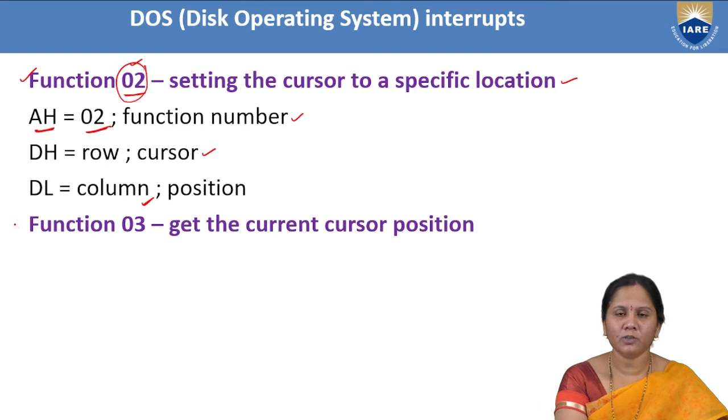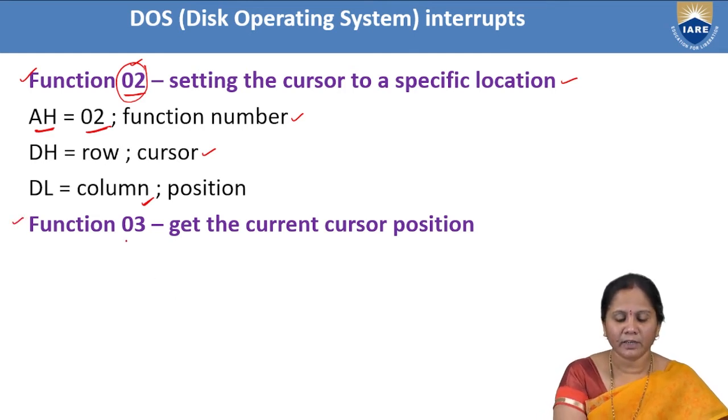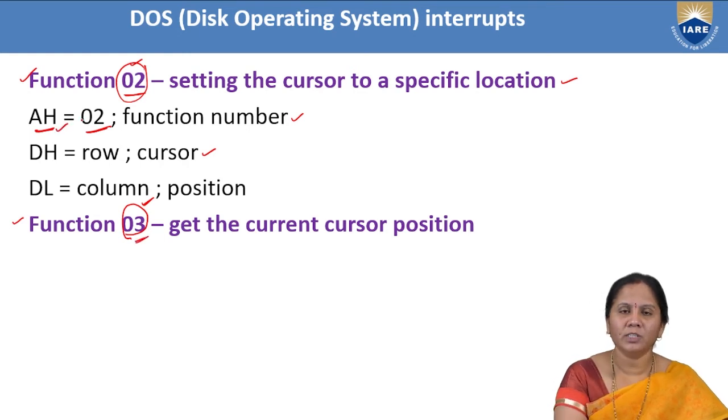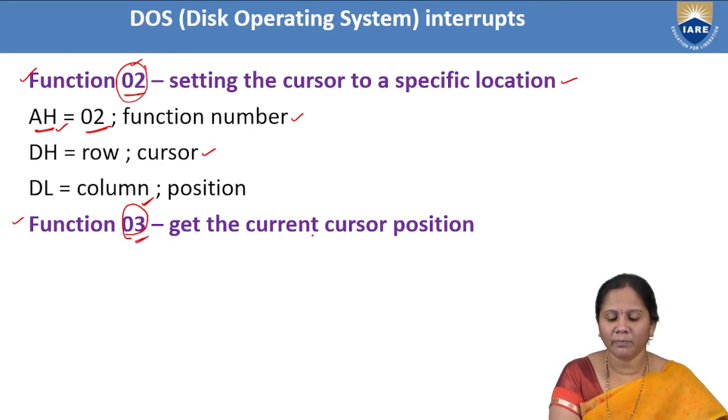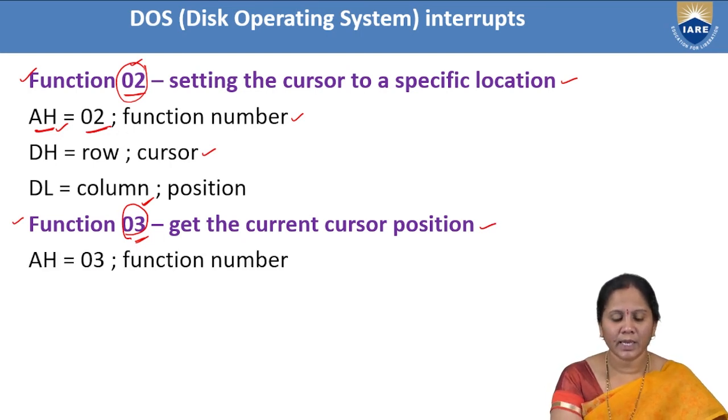Another function is also provided by the same INT 10H interrupt, and that is function 03, where 03 represents the function number. If we load the value 03 into the AH register, it gets the current cursor position. That means we can know where the cursor position is. For this, AH should be loaded with 03 because this is the function number.